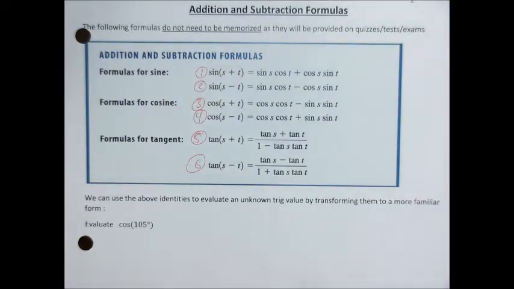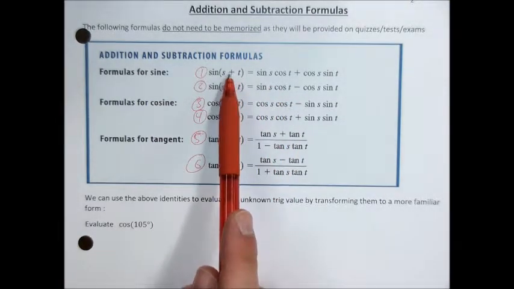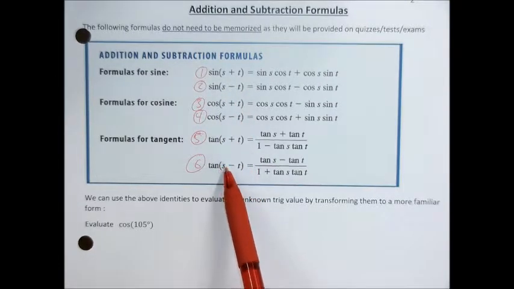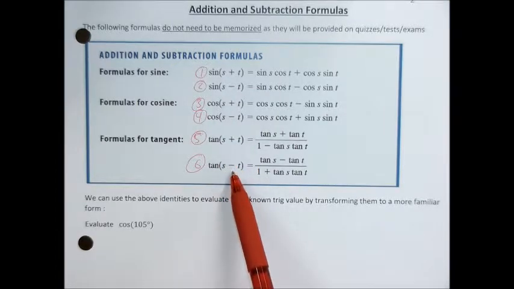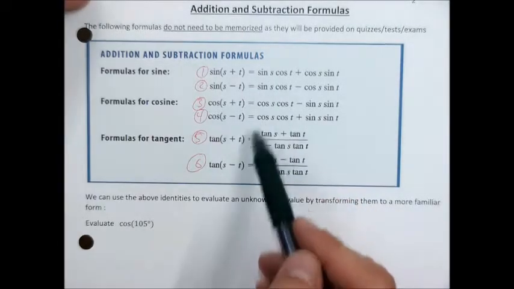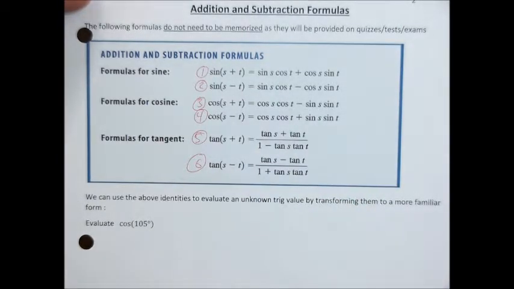So the idea behind these formulas is it tells us what we can do if we have values that are being added or subtracted inside trig functions. And we would want to have values added or subtracted inside trig functions if we had a value other than the values that we know, 30, 60, and 45. And so I just want to start by getting the idea out ahead of time. We use these formulas to evaluate trig functions at things other than the ones we know.